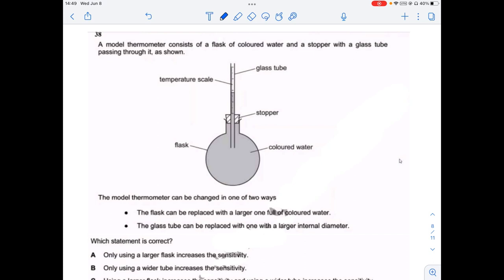Coming to the next question, question number 38. A model thermometer consists of a flask of colored water and a stopper with a glass tube passing through it, as shown.